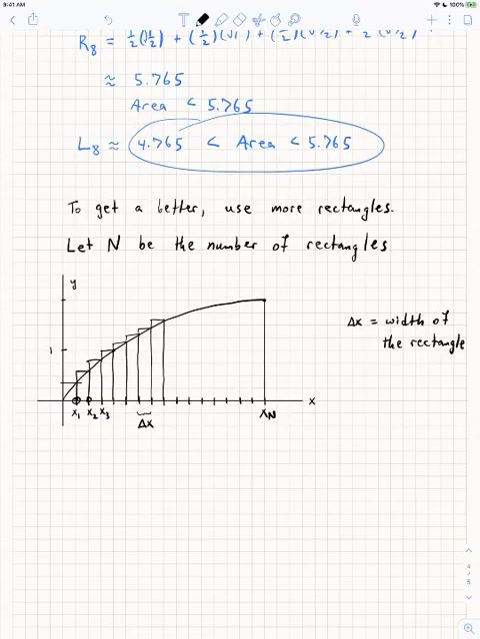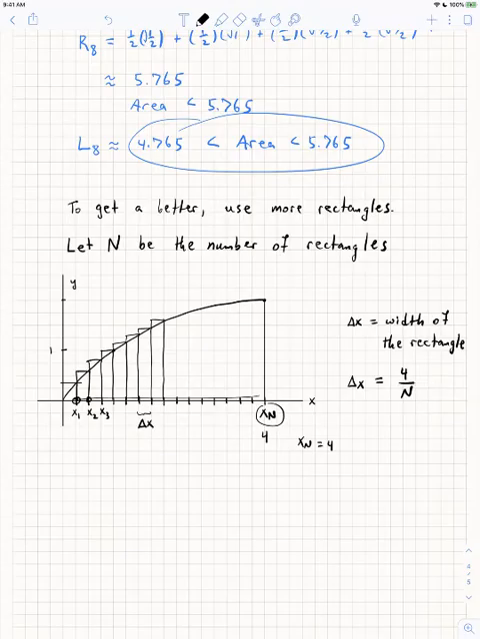Now, I can actually tell you what this is. Delta x is 4 divided by n. That's because the length here is 4. So this last one, xn, is equal to 4. So the total length of this interval is 4, and I'm dividing it up into n pieces, so the length of each individual piece is 4 over n.